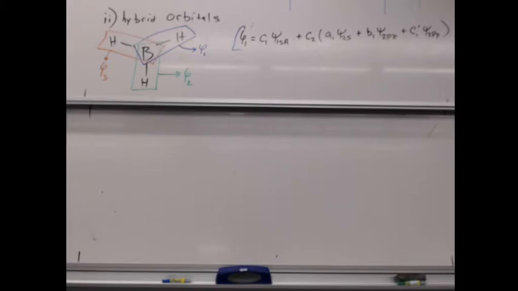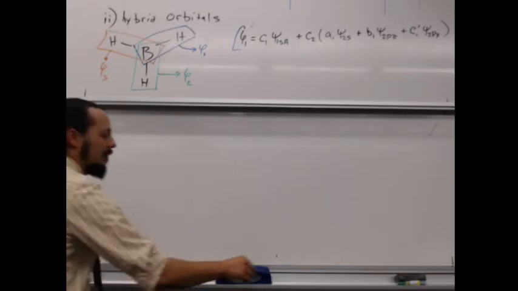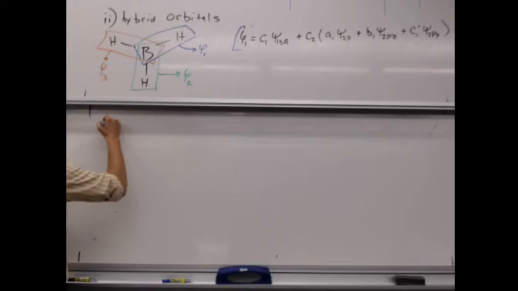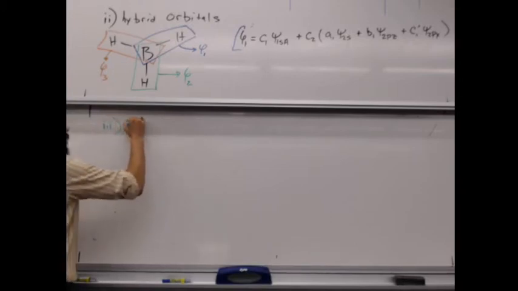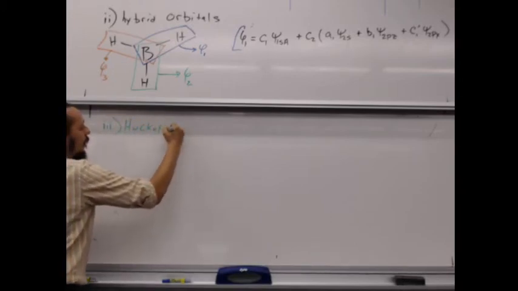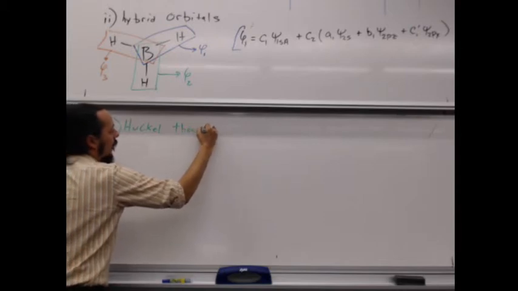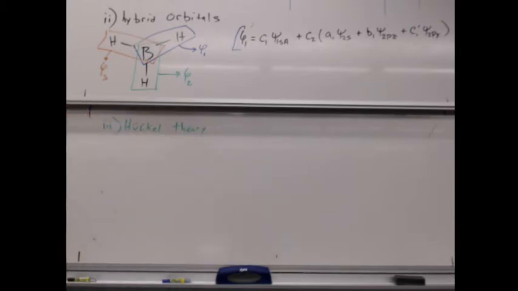So this is going to be the 3rd thing. Huckel theory. 1 through 5, you remember something about Huckel theory. Ooh, that's more zeros than I was expecting.